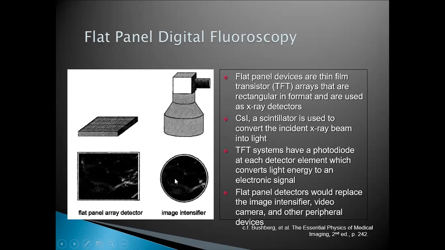So this presents a problem called the beam fusion effect. But in a flat panel detector, that is not available. We don't have that problem. So the flat panel uses the thin film transistor (TFT) that are rectangular in format. It also makes use of a cesium iodide scintillator. And of course, they also have a photodiode that converts the light energy to electrical signal.